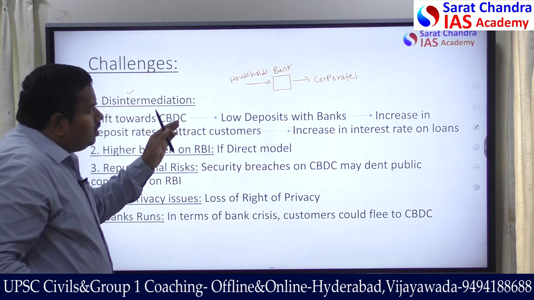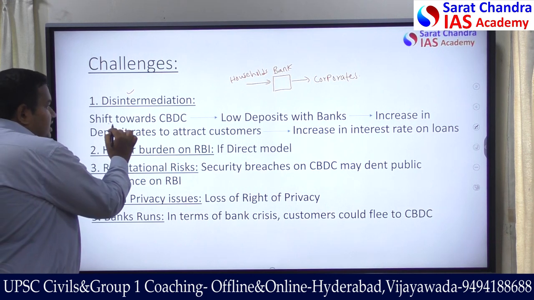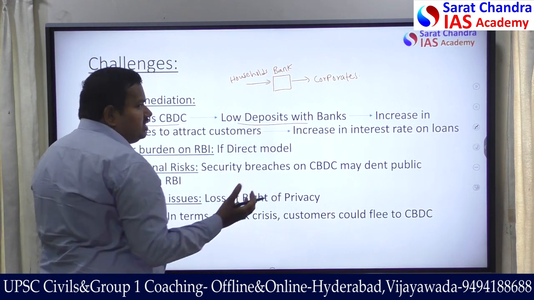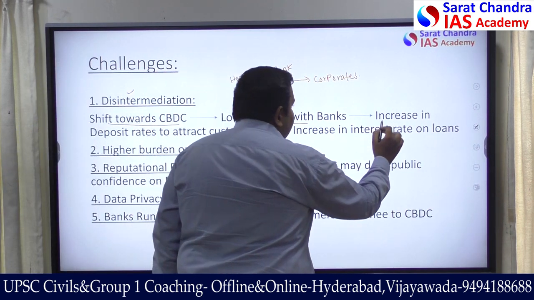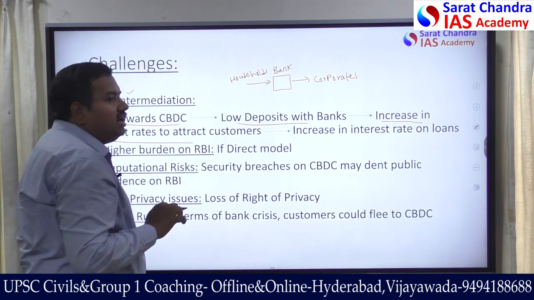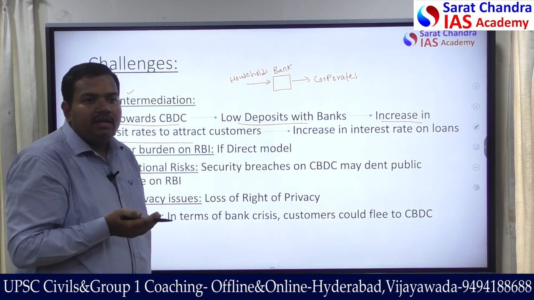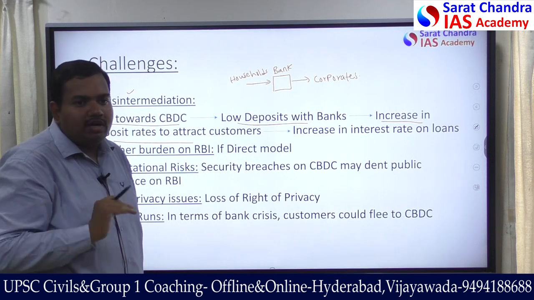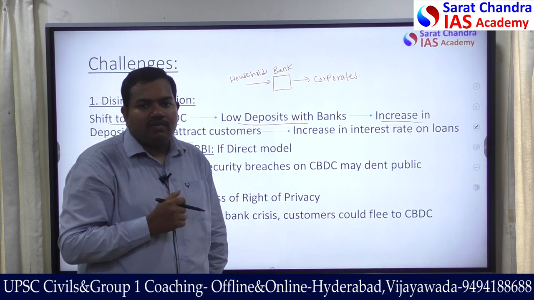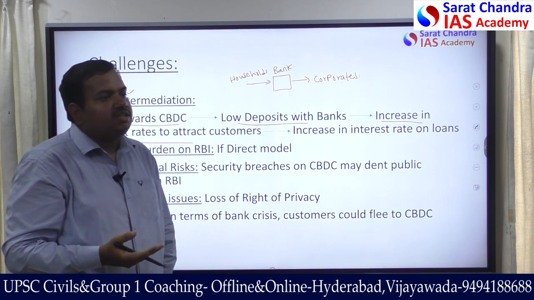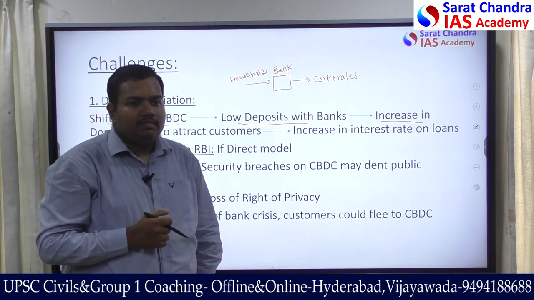But here the role of bank intermediation may decrease. How? If we are going to shift towards central bank digital currency, there will be low deposits with the banks. Obviously, if the deposits in the banks decrease, there will be an increase in the deposit interest rates. If there is going to be a decrease in the bank deposits, what is going to happen? They are going to attract more and more depositors. They may charge high interest rates. That means they are going to provide us high interest rates on our saving account. If they are going to provide high interest on our savings account, obviously what will happen? They are going to charge more interest rate on the corporate loans.